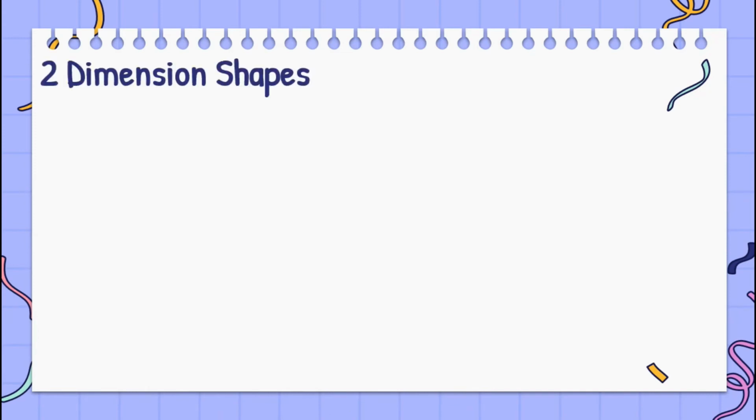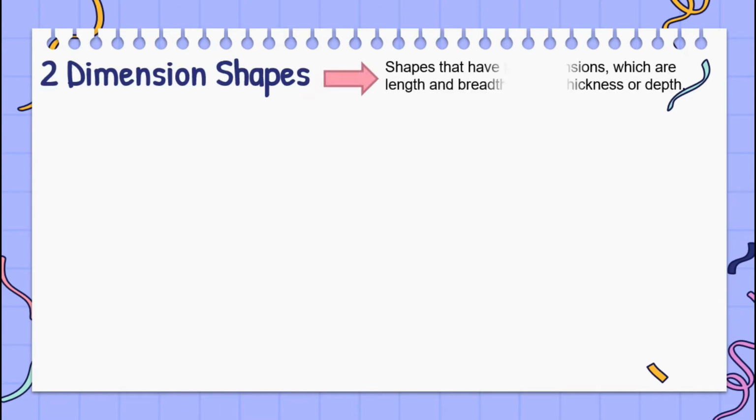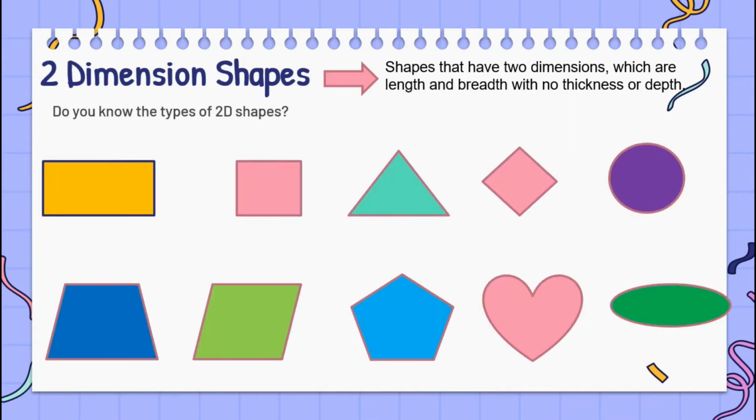Two-dimension shapes. Two-dimension shapes are shapes that have two dimensions, which are length and breadth, with no thickness or depth. Do you know the types of two-dimension shapes? Here are the types of two-dimension shape. Let's mention them one by one.